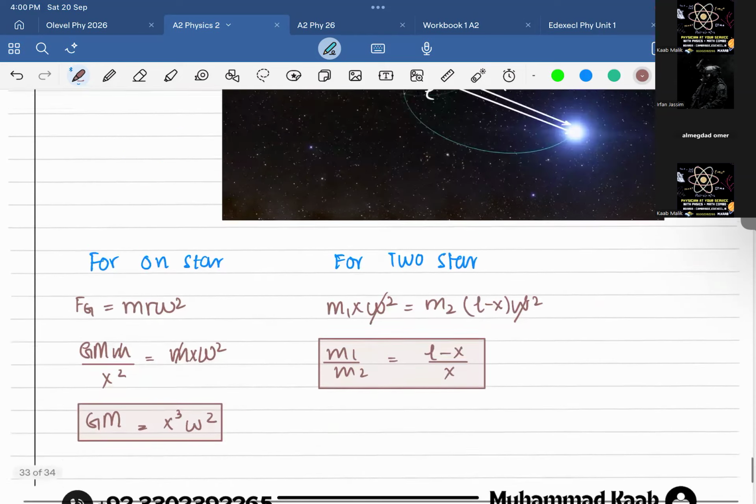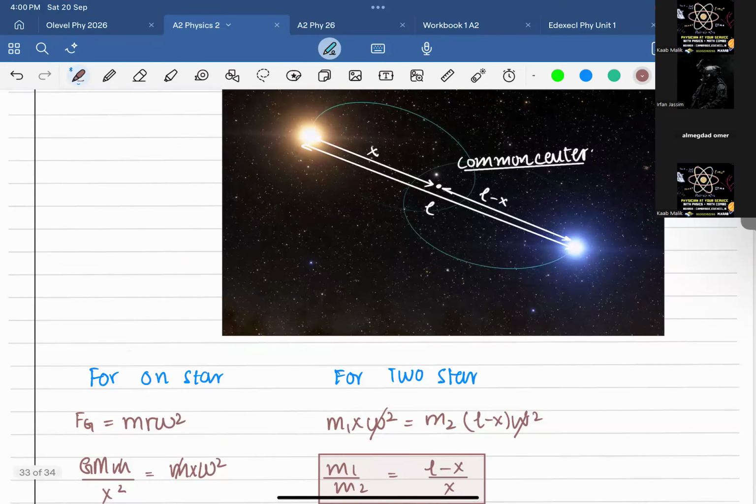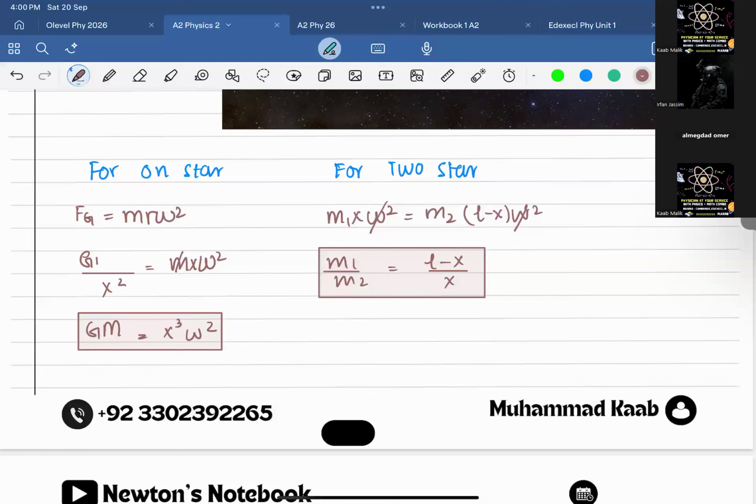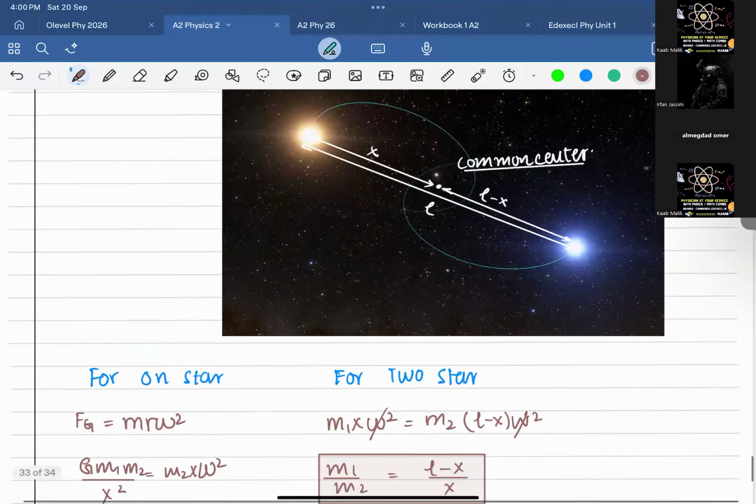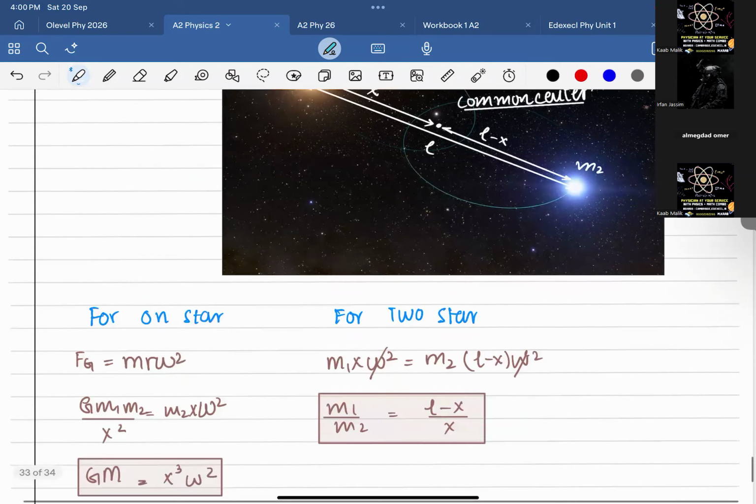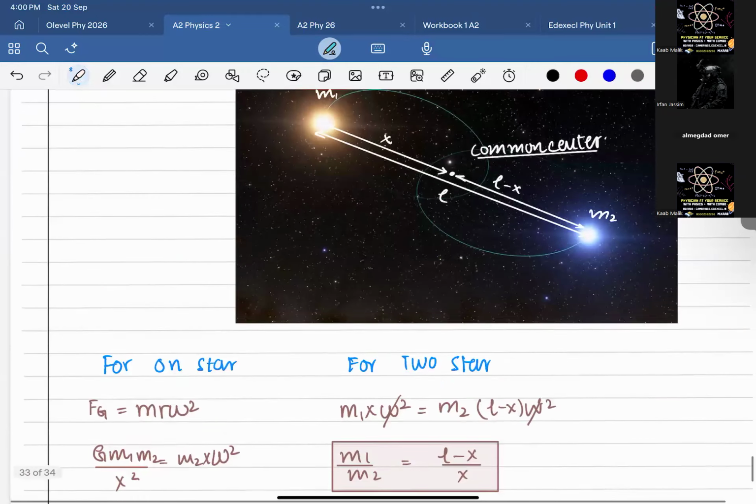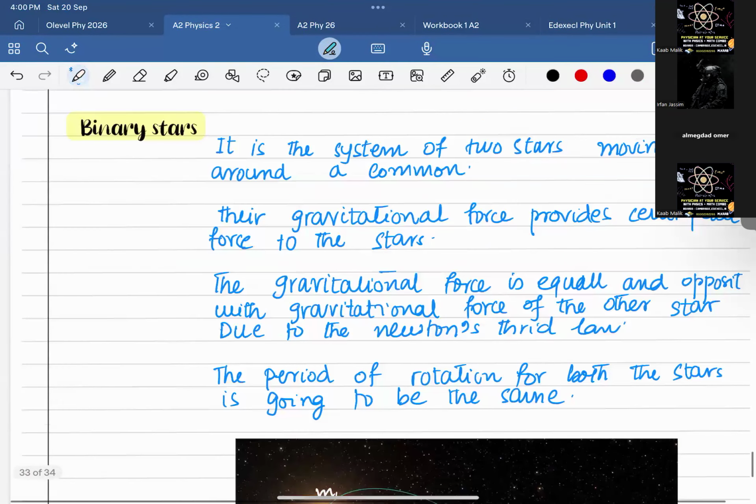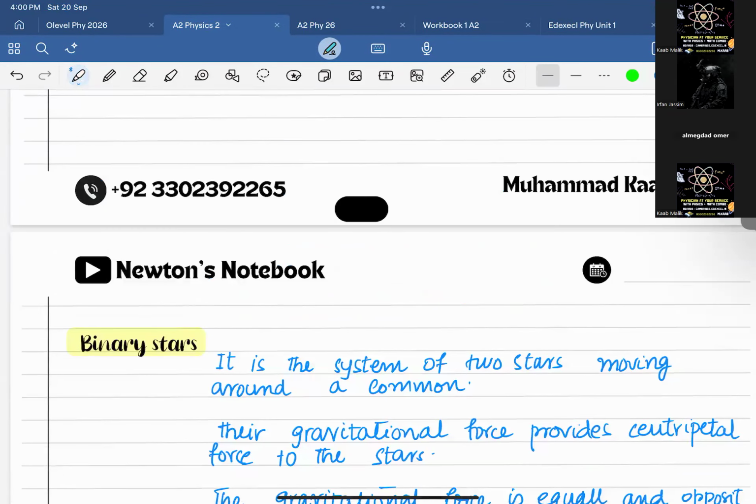Both masses are going to be the mass for the first one and the mass for the second one. I'm writing this mass as m1 and m2 to make more sense. Let's say m1 is for this mass, m2 is this mass. So this is the concept of the binary stars, the two stars moving in a circular orbit, right? Now let's try some of the questions of the binary star, and then we are actually done with the gravitational field strength.